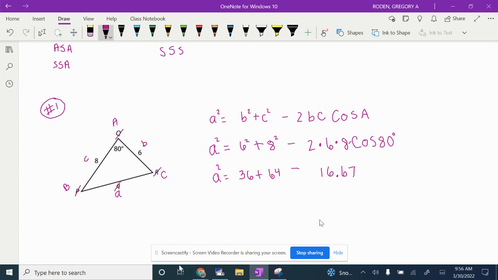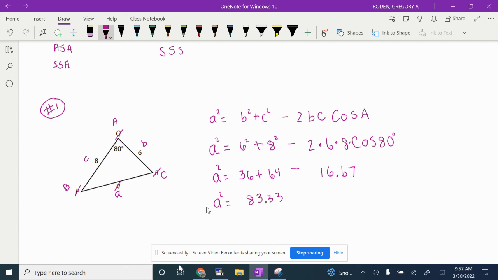Now, the next thing we want to do is just add 36 plus 64 minus 16.67. That gives 83.33. So we get A squared equals what? 83.33. Now, what's the last step here, class?